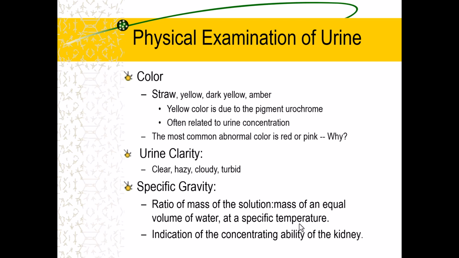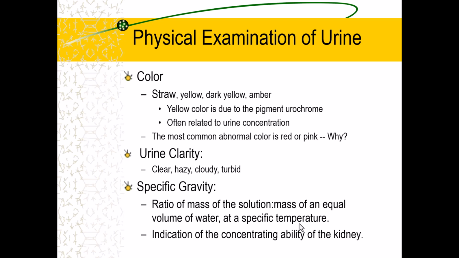Yellow, the yellow urine is due to the pigment urochrome. Urochrome is created in the kidneys and it makes that yellow color. There's a couple other things that can affect the color, but the primary urinary pigment is urochrome. You'll see that again.